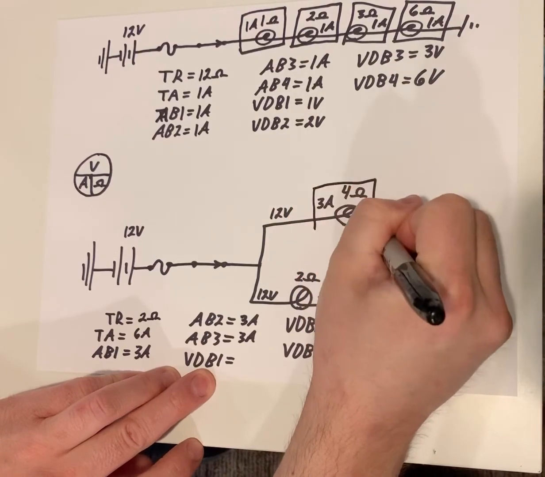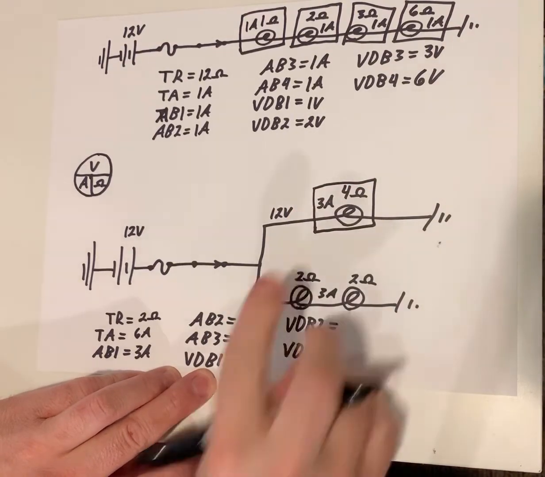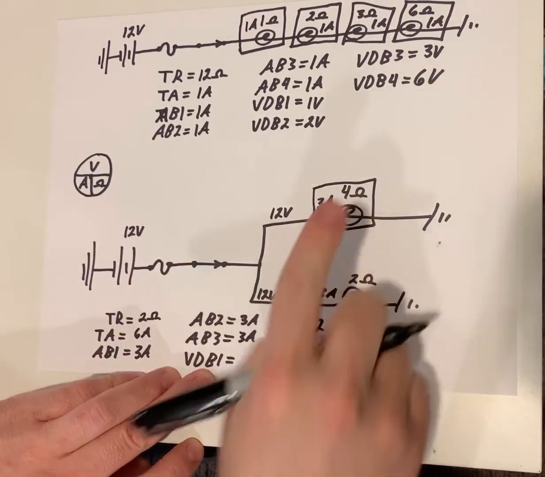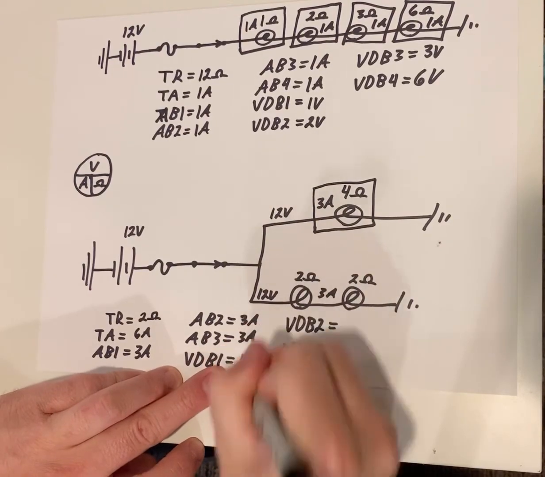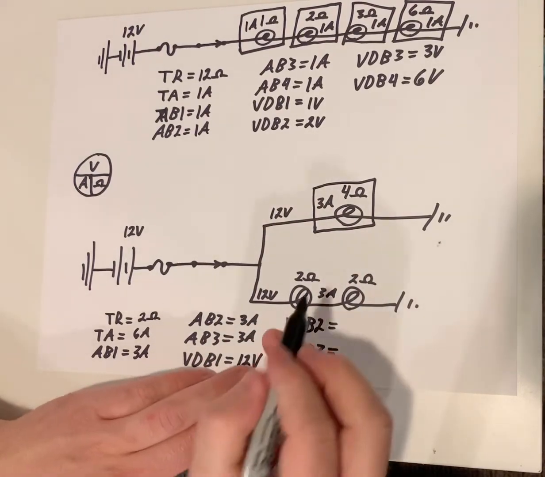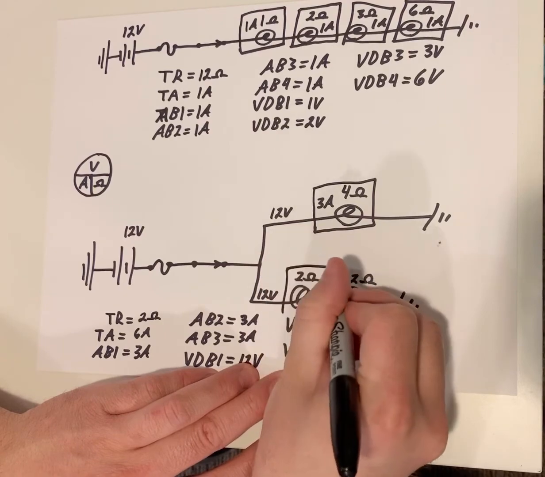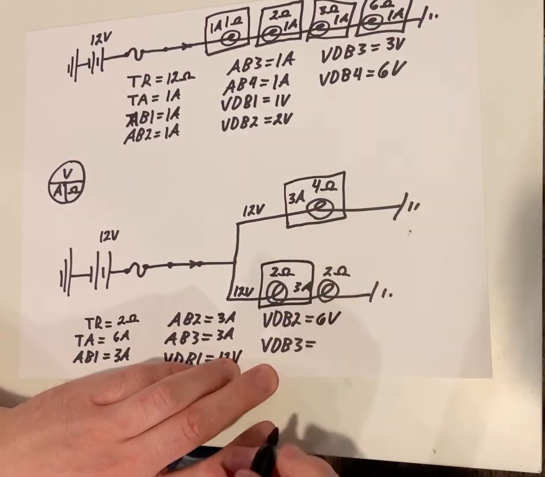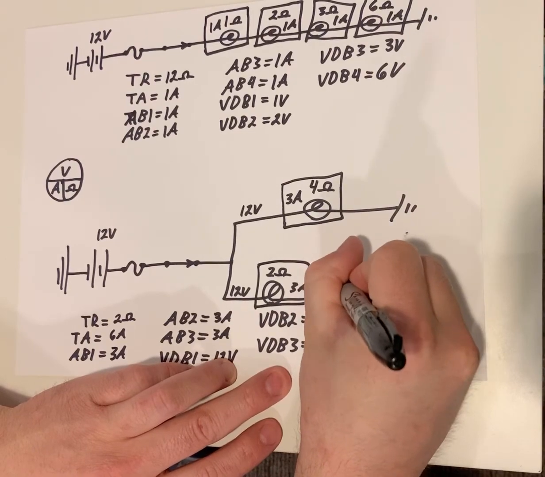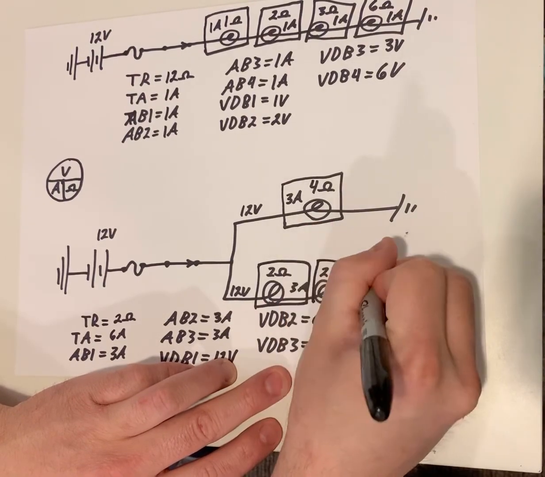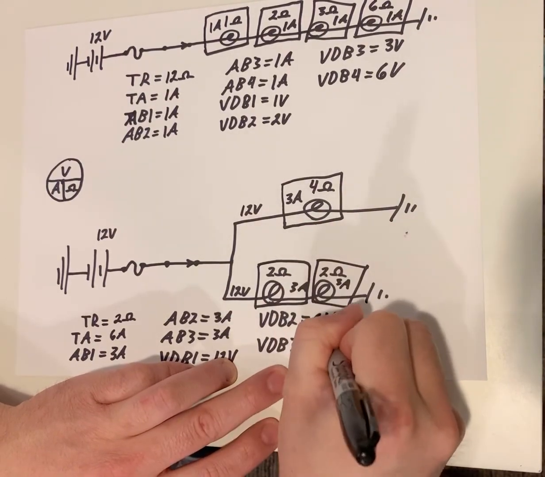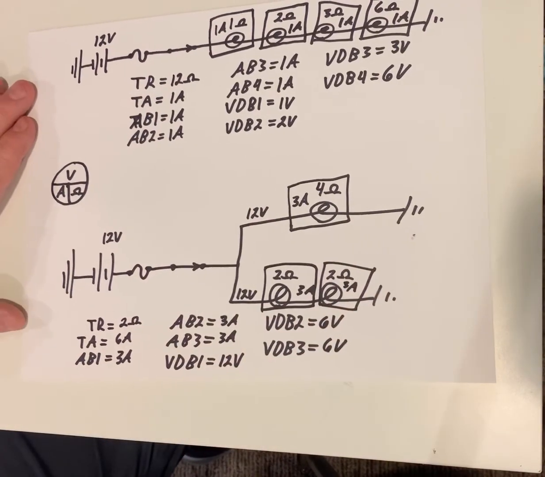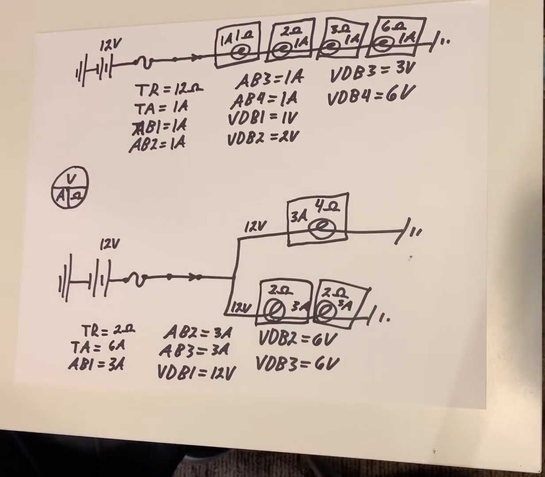Okay. Now how many volts drop on bulb number 1? Well, here's the 2 things we know about bulb number 1. That's a multiplication problem. 3 times 4. 12 volts drop there. Here's what we know about bulb 2. 2 times 3, 6 volts. Again, 2 times 3, 6 volts. So that is how you solve series and parallel circuits using Ohm's law.